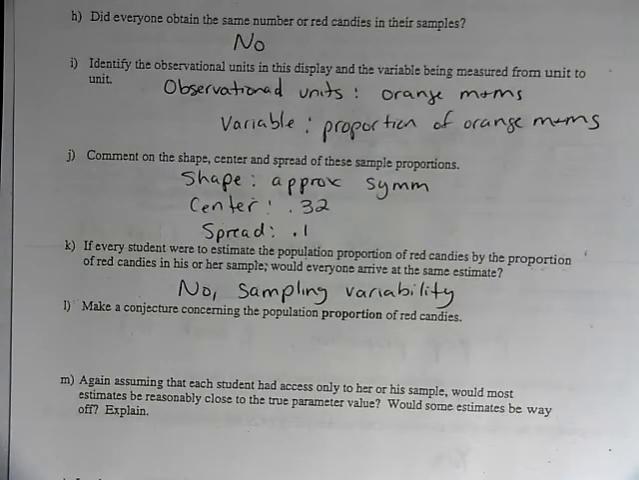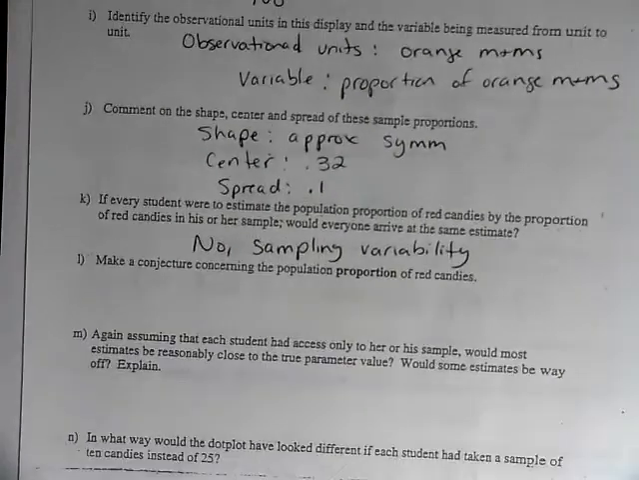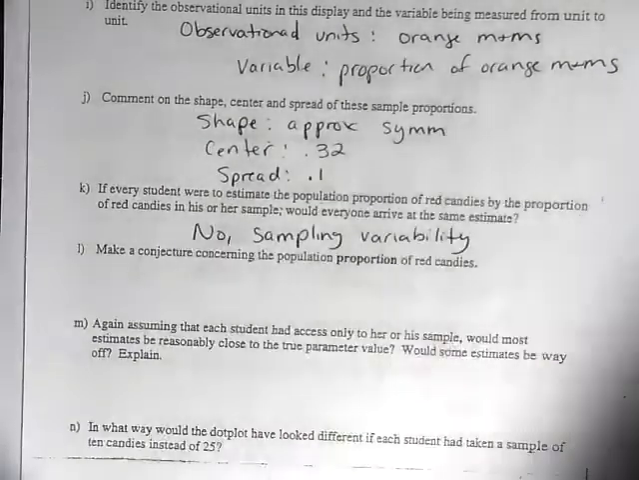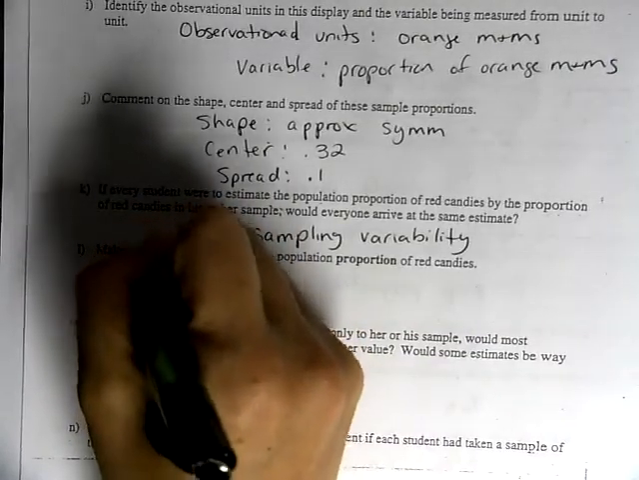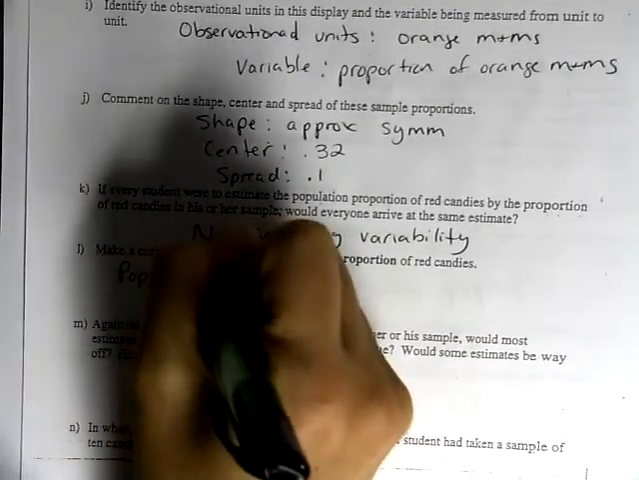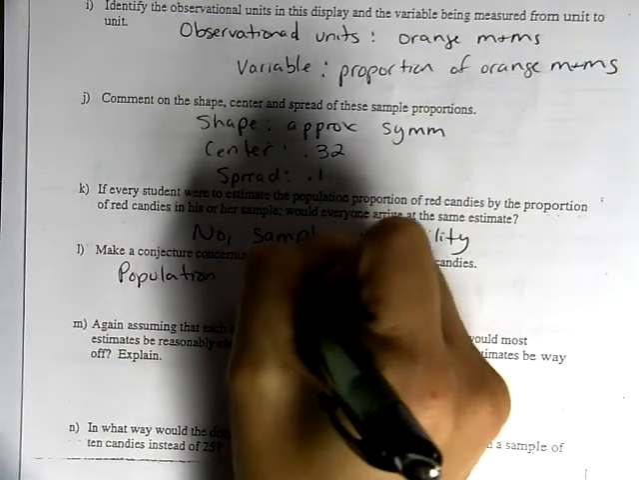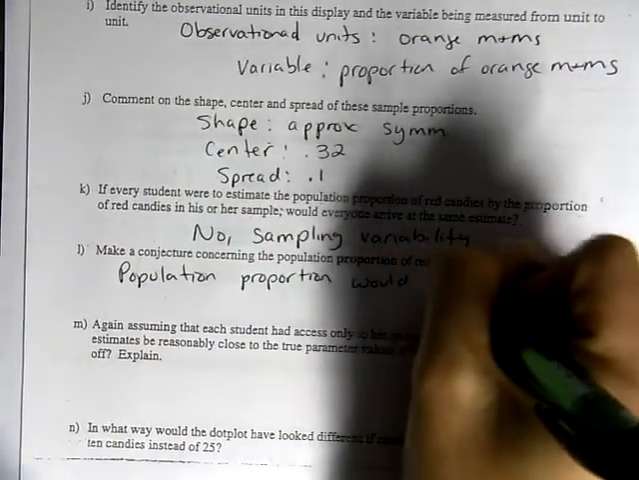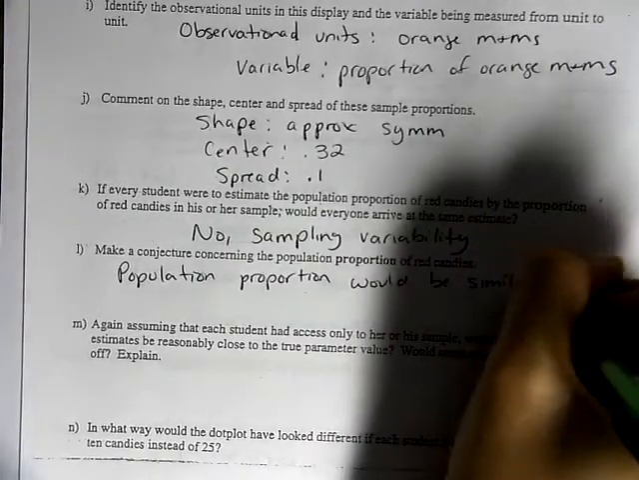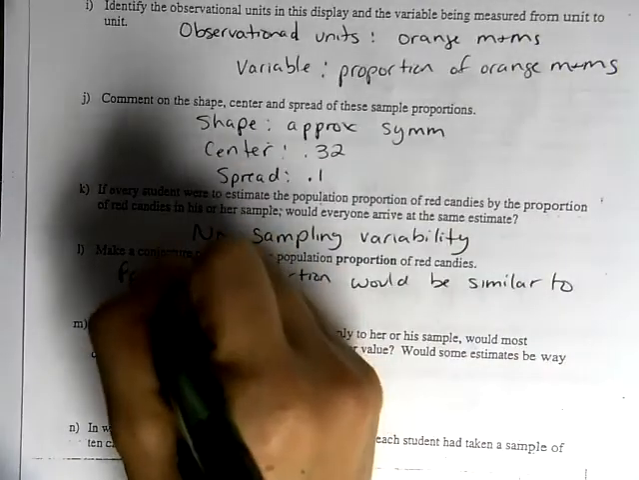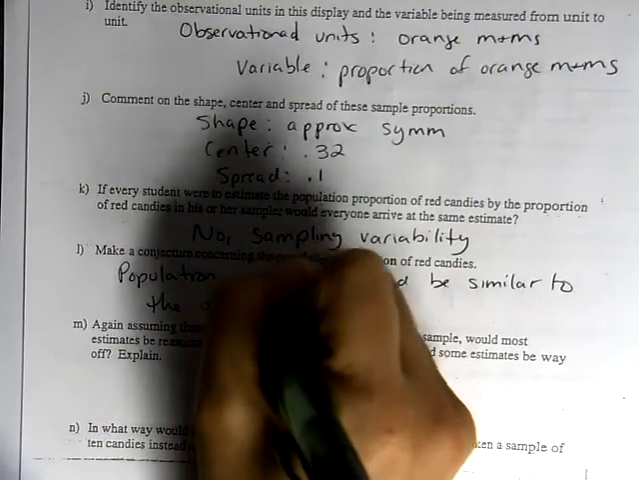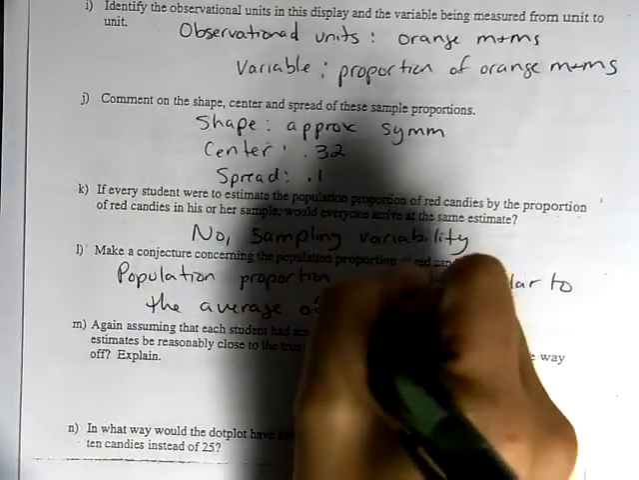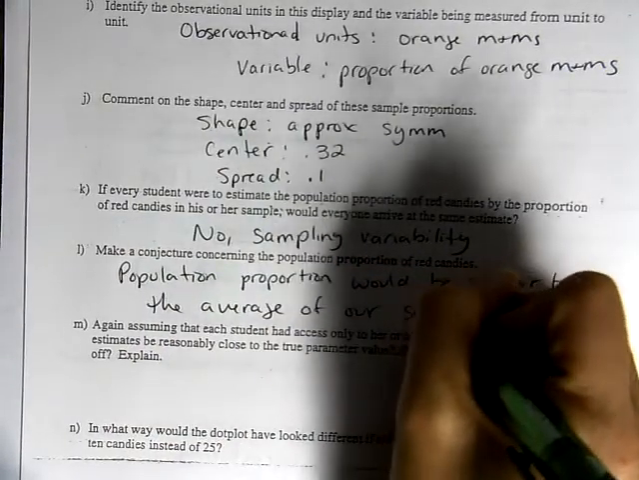Make a conjecture about the population proportion of orange candies. So, the population proportion would be similar to the average of our sample proportions.